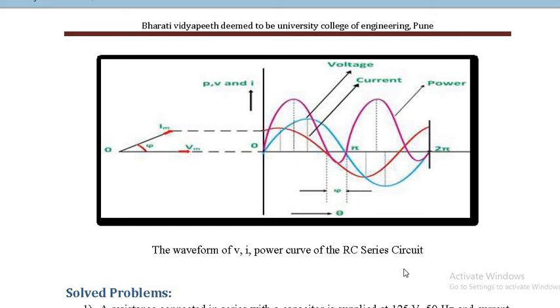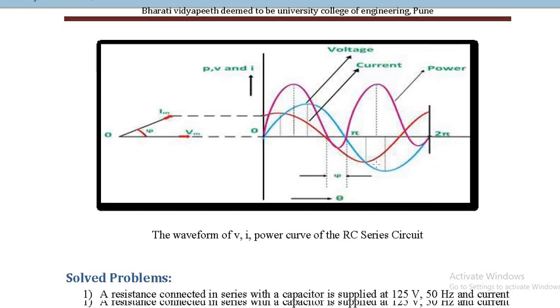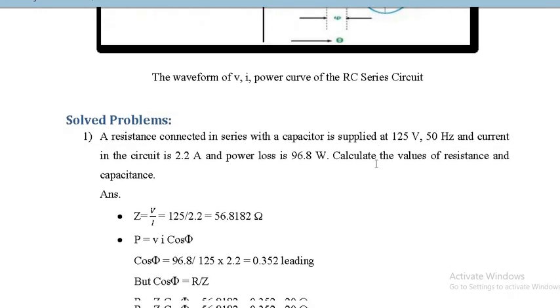This is the power curve. You can see this line is actually the voltage, and this line is actually the current. When these two are positive, the peak is like this. Now when this current is going negative and this voltage is going negative, over here you can see a small peak for the power, and then again power like this. Let us move ahead to the solved problems.